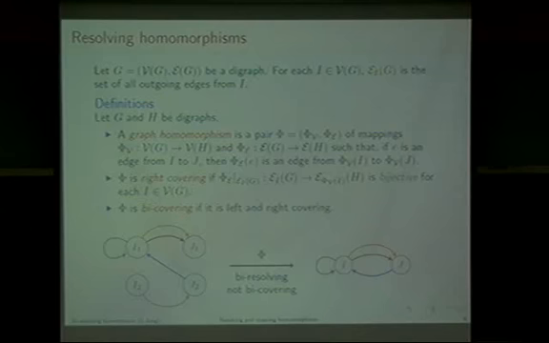Then this map is bi-resolving, but this is not bi-covering. Since there are no outgoing edges from J1, and the image of J1 is J, and J has outgoing edges, so it is not a bijection, so it is not bi-covering. However, if we add some edges and vertices to the graphs, then this is bi-covering. So it is an example of a bi-covering homomorphism.